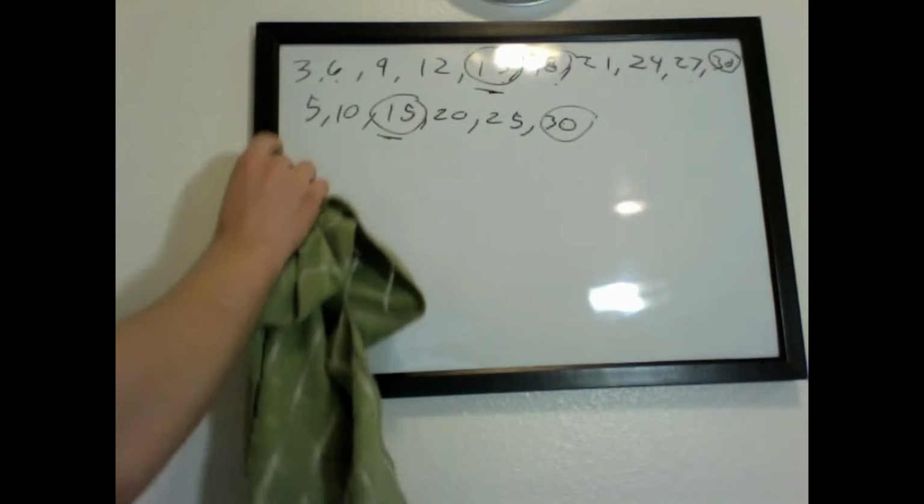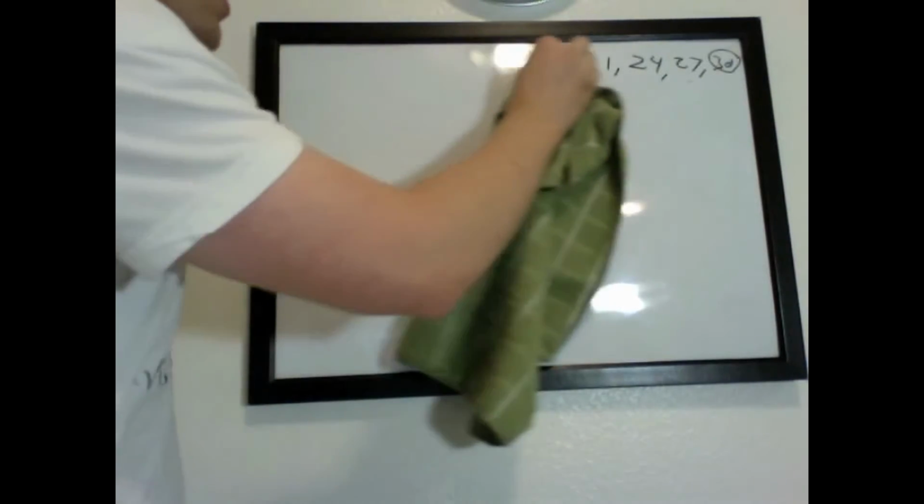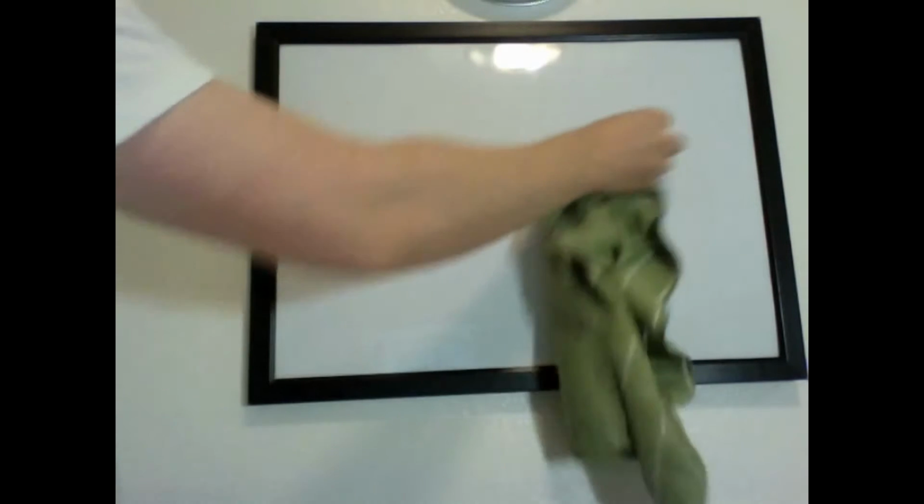So that's what they call the least common multiple. It wouldn't be the 30 because if you see the 15, it's more common. It's just the lower number that they have in common. So let's do an example of least common multiple.